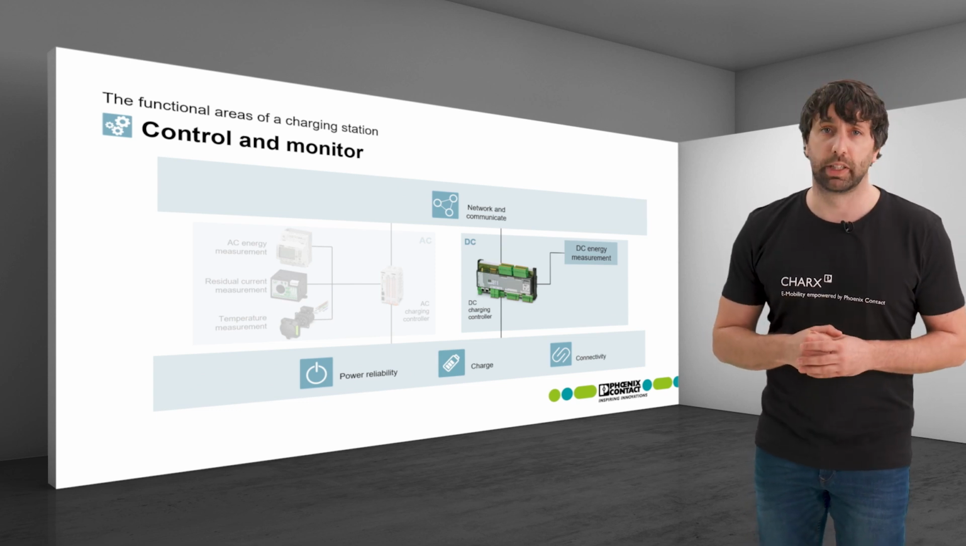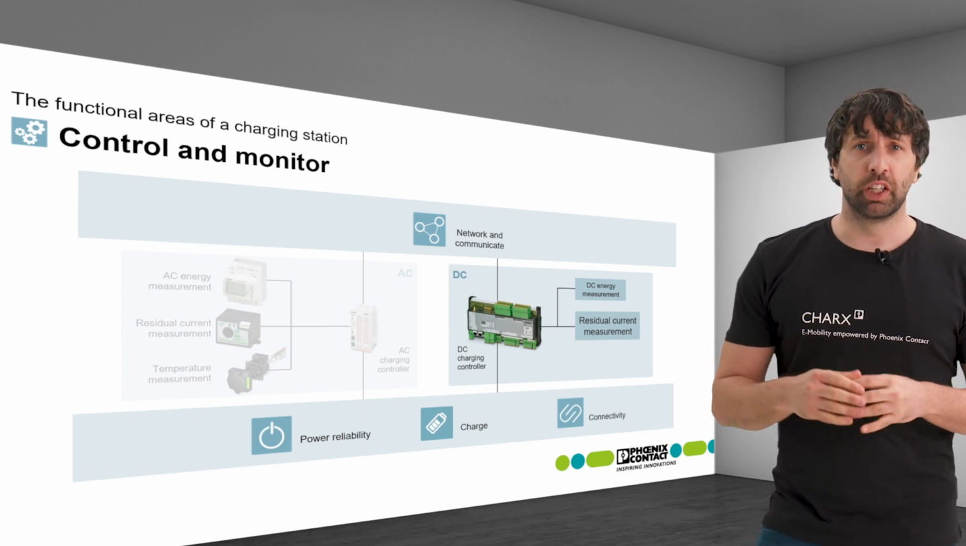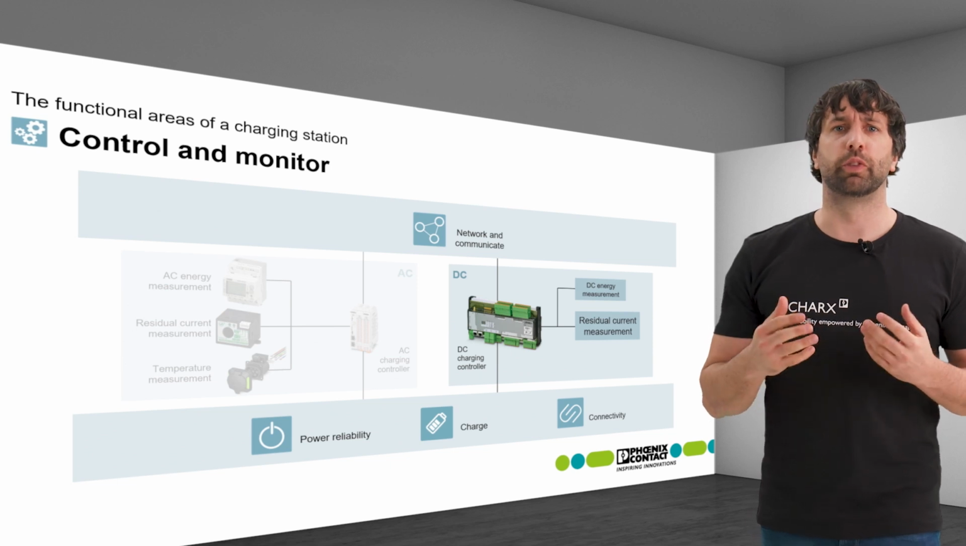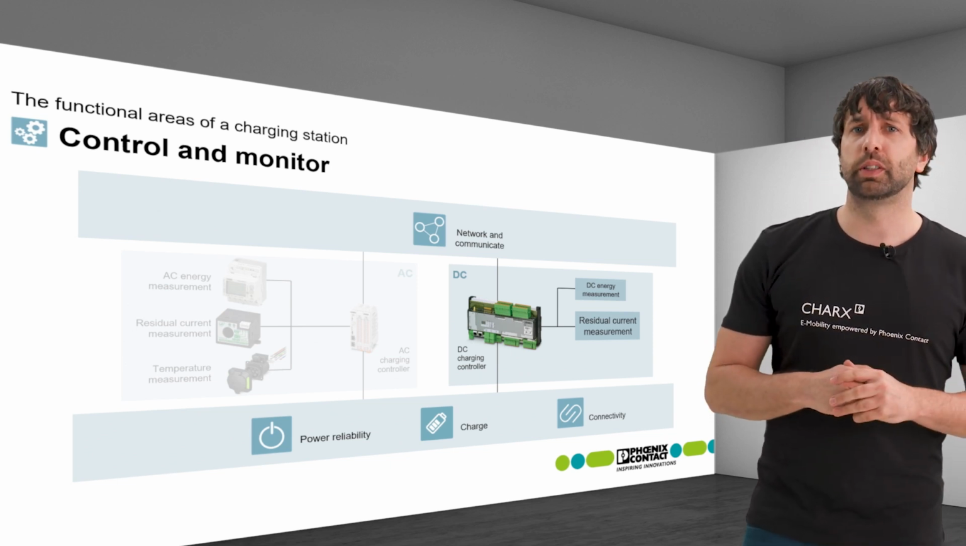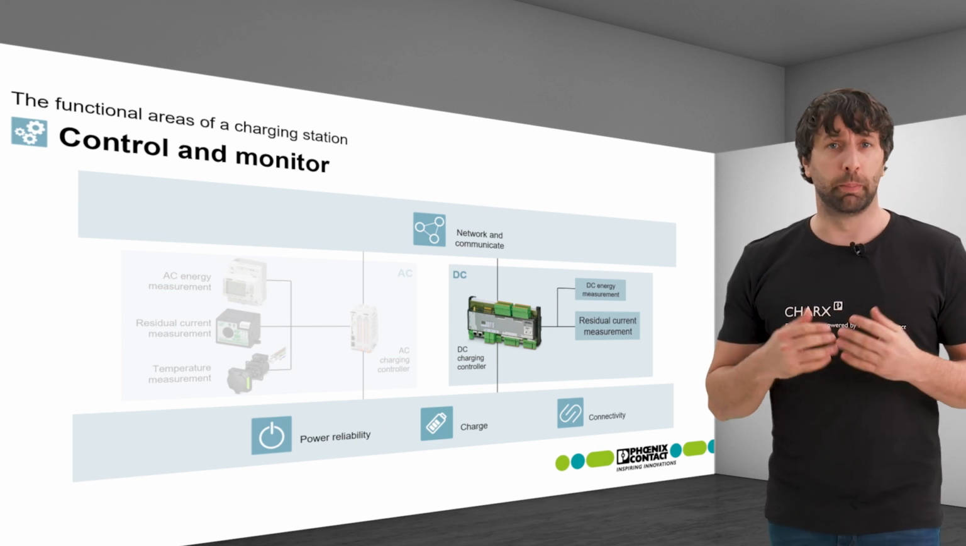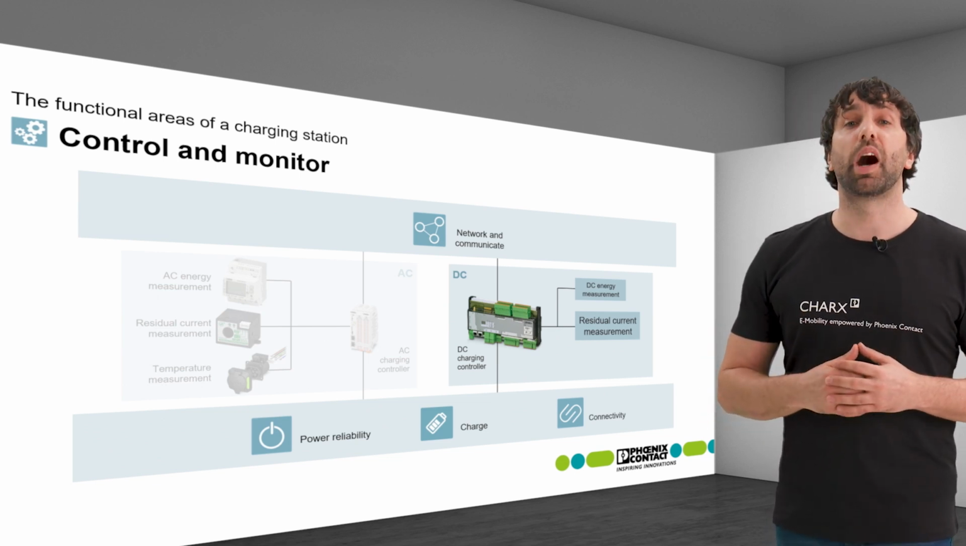The residual current measurement detects DC fault currents in order to be able to securely interrupt the current feed in the event of an error. This is also a safety feature in DC charging stations and is required by law in many countries. Appropriate devices are available on the market.